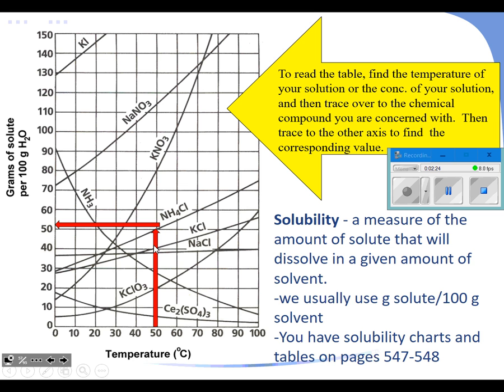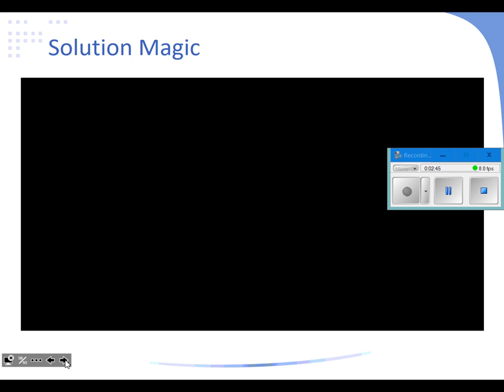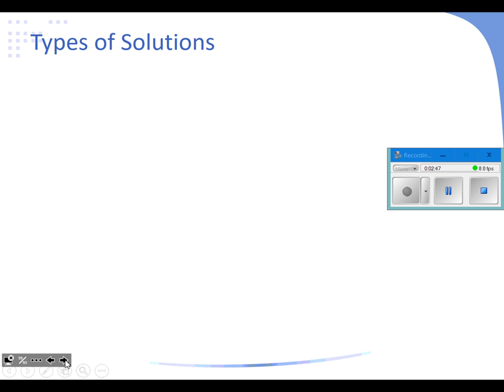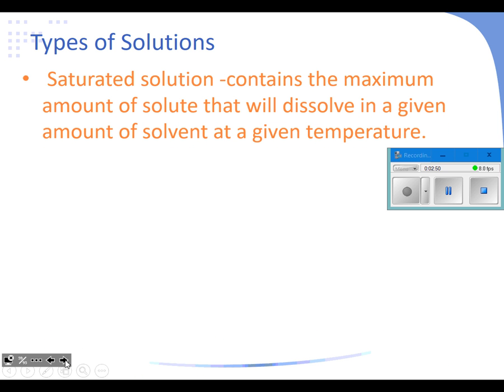Now if I have anything less, then that's going to be considered something called unsaturated, because I could dissolve more. If I have more dissolved than should sit at that temperature, then that's going to be considered supersaturated. If I have just that amount and no more will dissolve, then that'll be considered saturated. Okay. So again, like I said, types of solutions.